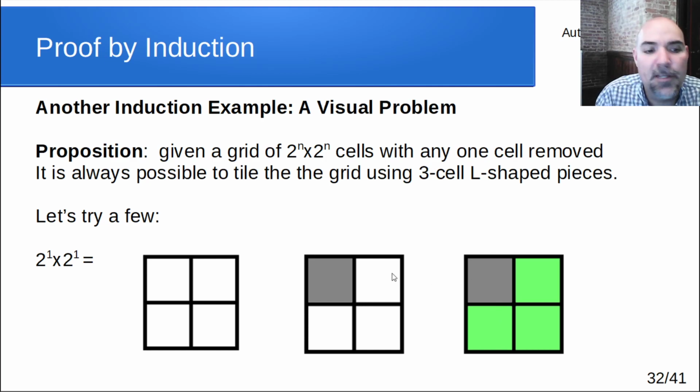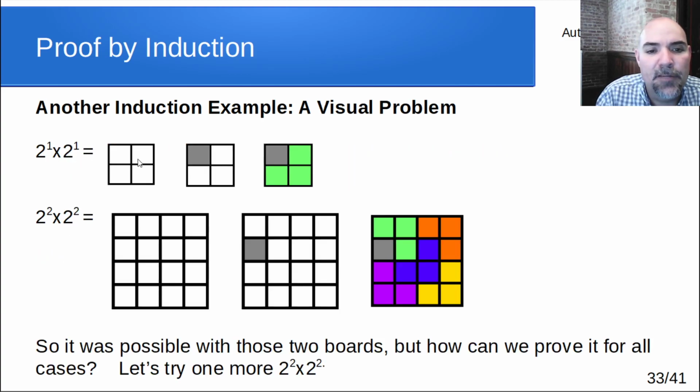So it worked for that single 2 to the 1 by 2 to the 1 case. But let's try a different case. So here's the 2 to the 1 case. Here it is 2 to the 2 by 2 to the 2, or 4 by 4. We destroyed one. We picked that one. And then notice here's a tiling that worked for that. We put a green one there, and I used different colors to represent those different tiles. And notice we were able to tile a 2 to the 2 by 2 to the 2 board.